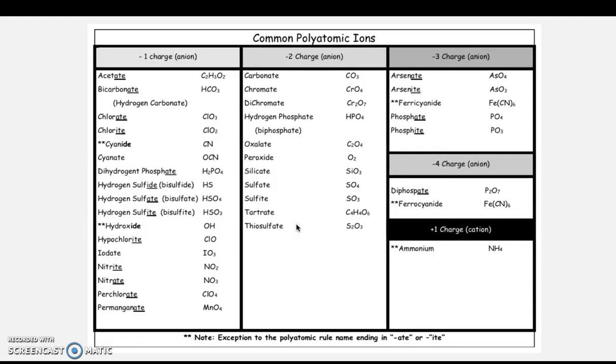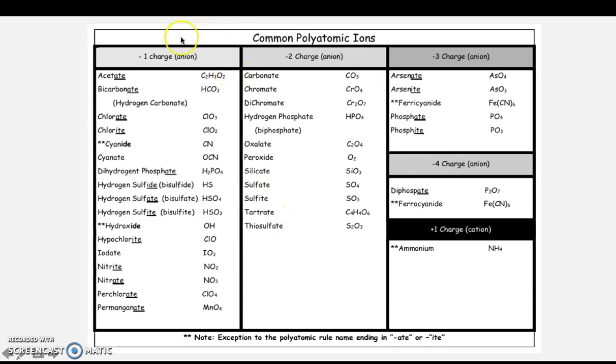So here are our common polyatomic ions. Your teacher should have a chart like this that you can use on any quiz or test, which means that we don't have to memorize this whole chart. We don't even have to really know a whole lot about each of these individual polyatomic ions or what they mean. We just have to know how to use them.